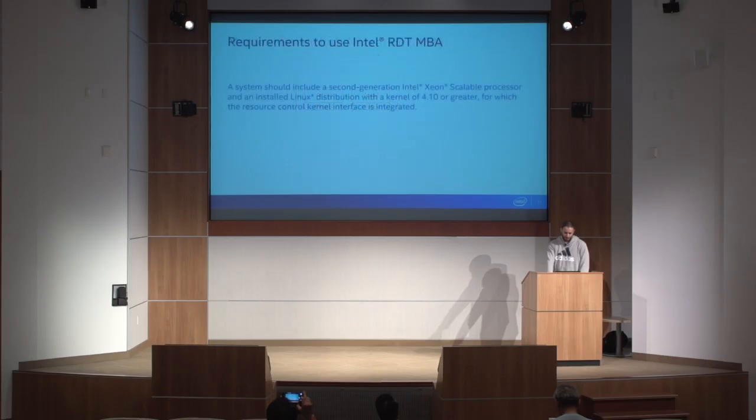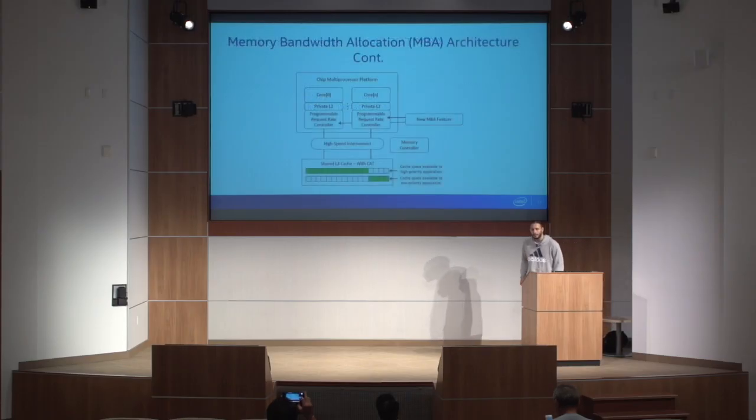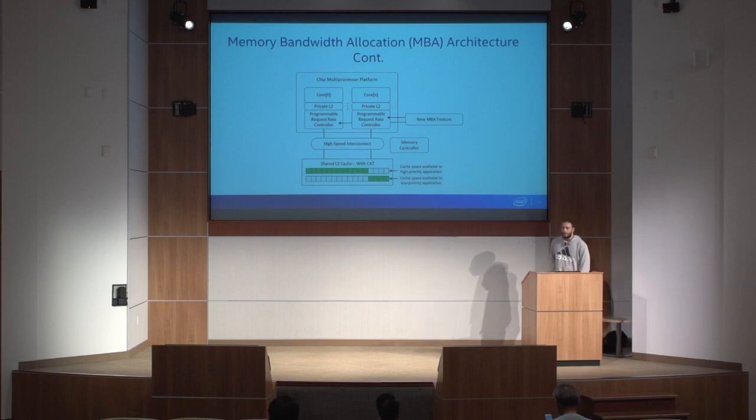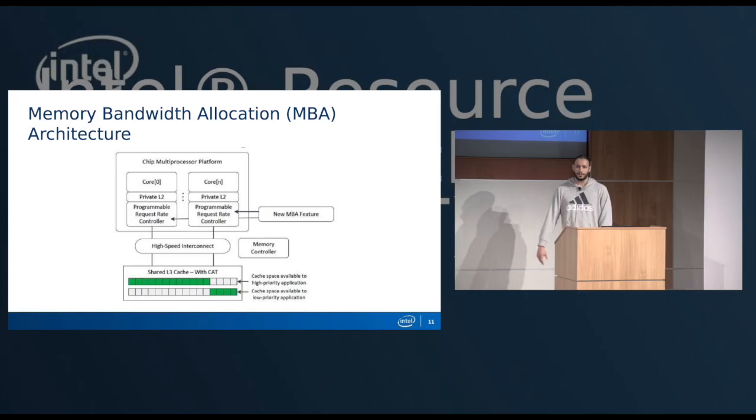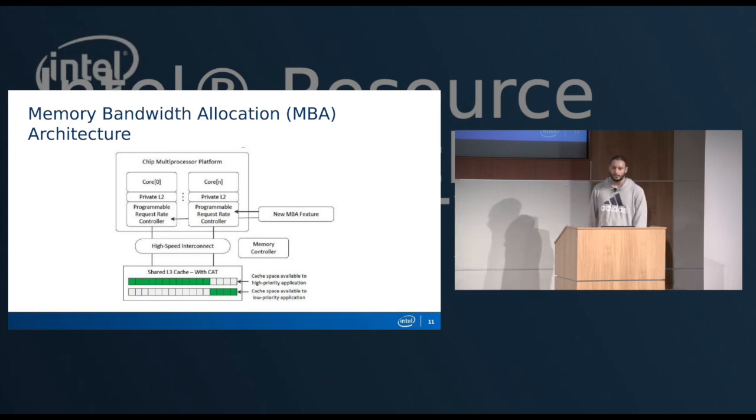Is there a default that is normally set? The default is that any application that's running is going to be able to have the full 100% memory bandwidth. So if you want to change that, then you would monitor and then you would modify, yes.